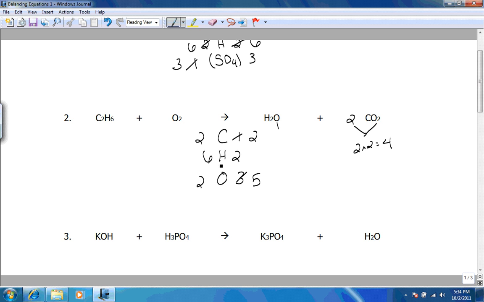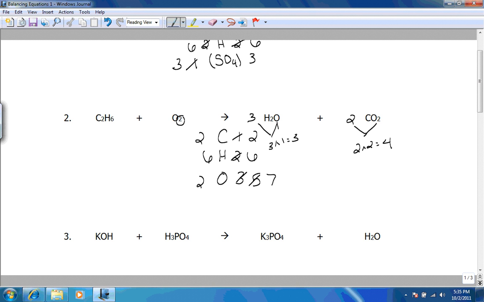So when we go to the hydrogens, we have 6 hydrogens on this side. We have 2 on this side. In order to make this 6 and 6, we have to multiply this by 3, because 2 times 3 is 6. Now, in the process, I messed up these oxygens, so I now have 3 oxygens here. So that means I have 7 on this side total. That's going to be a problem, because if you look here, whatever we do, we have to multiply it by 2 on the left-hand side.